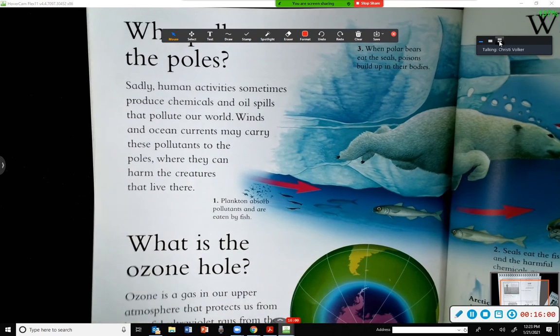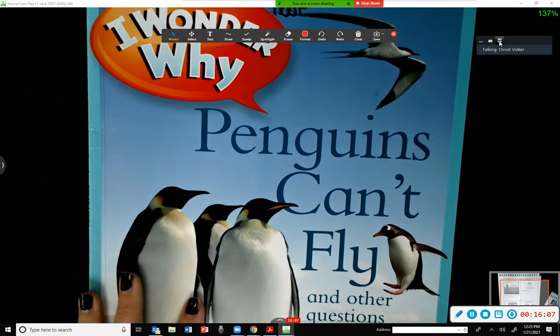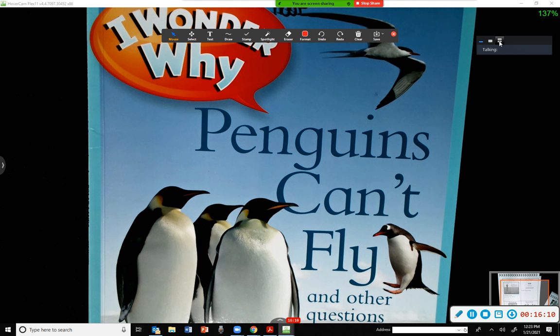And this book does not have a glossary, but does anybody know what a glossary is? A glossary? A glossary is like a... We have one in our social studies book. And in our math book. It's almost like a table of contents, but a glossary just shows what page it is on and what it is. It does tell you what page, but more important than that. Anybody at home know?